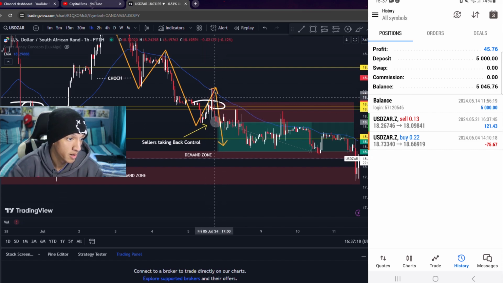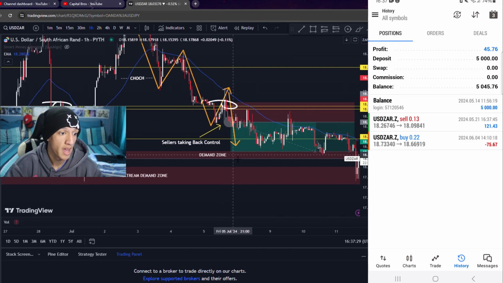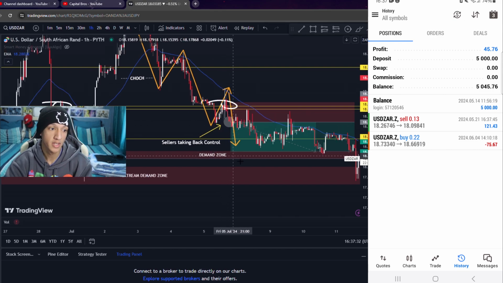So after the pullback, if this candle didn't close above where the last pullback candle was, which as you can see it did, basically this is our entry. At this point is where we enter. So that's 4. And now we look for where we want to get out of this, and using the risk management and stuff.